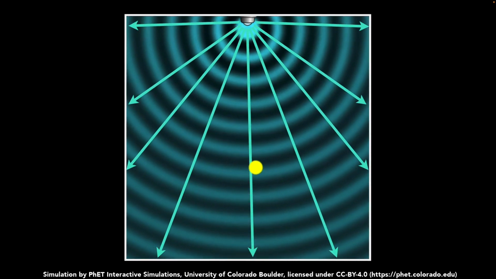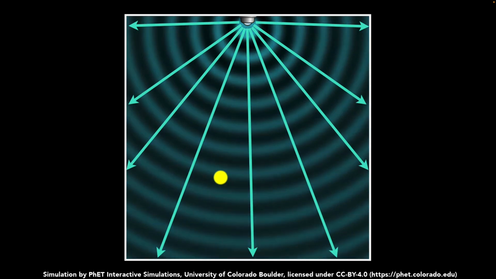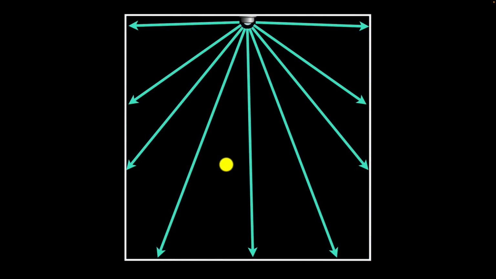So guess what? Here's another model of light. We can use rays to represent the direction in which the light is traveling. We call this the ray model. And in this model, we see that light travels in straight lines. Amazing, isn't it? But does it always travel in straight lines?